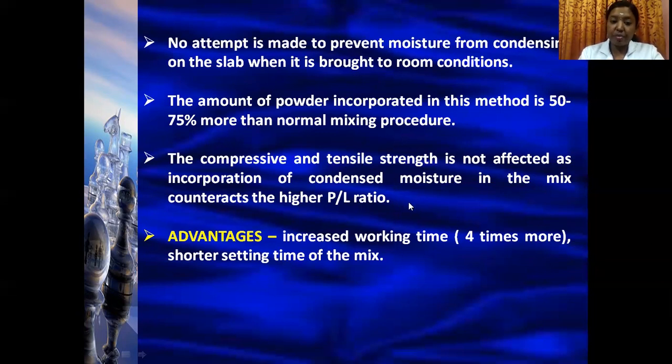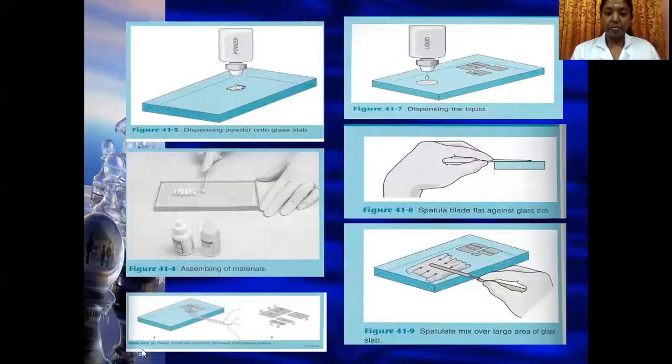The tensile strength and the compressive strength of the cement are definitely not affected. However, you have a higher powder liquid ratio. The main advantage of the cool glass slab technique is that it gives you an extended working time, which is around 4 times more than the normal working time. However, you have a slightly shorter setting time of the mix. So this is the cool glass slab.